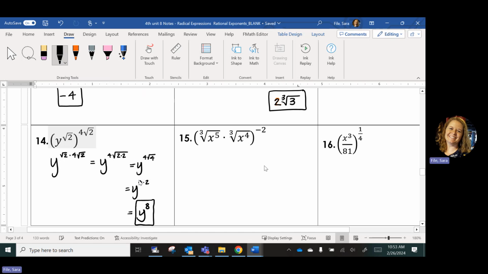All right. Number 15, inside those parentheses, we've got 2 cube roots. So again, we can condense this to a single cube root and put that x to the 5th times x to the 4th together under 1 radical. And it's all still to the -2 power. When you are multiplying like bases, what do you do with the powers? You add them. So what's 5 and 4? So that becomes x to the 9th.